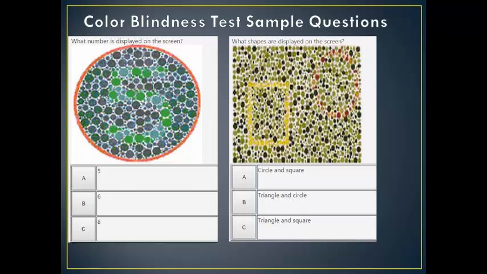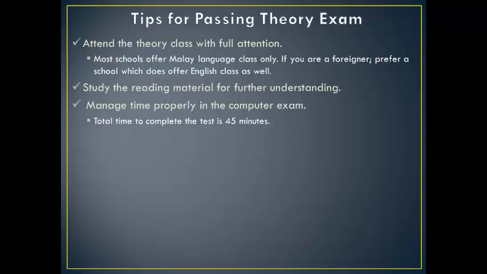It has a circle and a square. So A should be the correct answer. So this is how you will be tested in your color blindness exam.